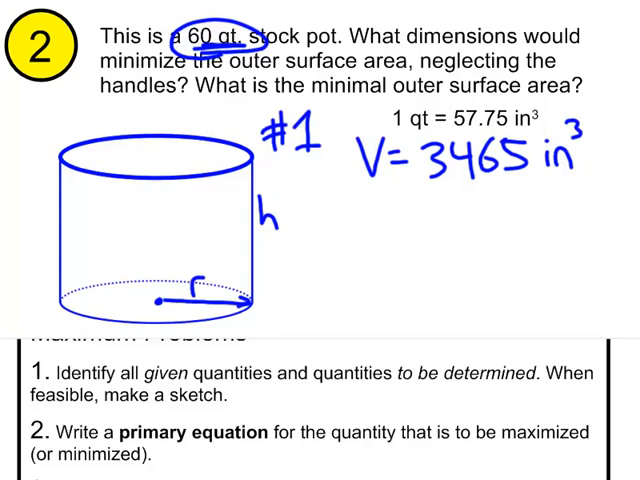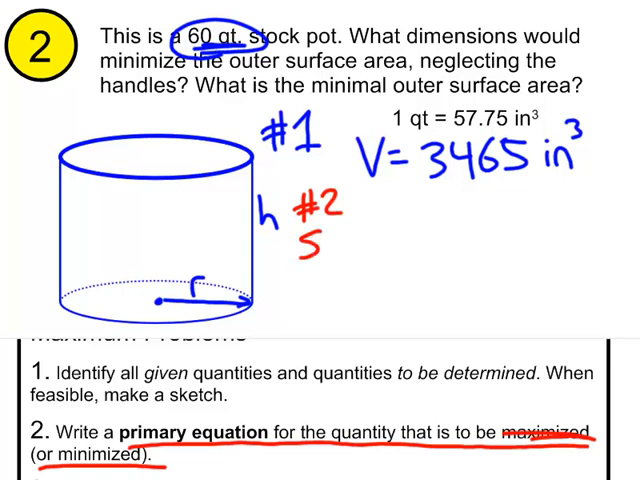Now, step number 2 is where I could imagine that a lot of students might have a little bit of difficulty. This is where we write the primary equation for the quantity that is to be maximized, but in this case, minimized, right? That's the surface area. So step number 2 is where we write an equation for the thing we want to make as small as possible, the surface area.